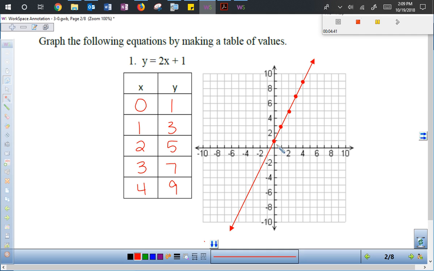Now, what this does is this actually gives me back figures. Like if I said, well, if my x value was negative 2, what would my y value be? I could come over here to negative 2 and go down, and it would give me a y value of negative 3.